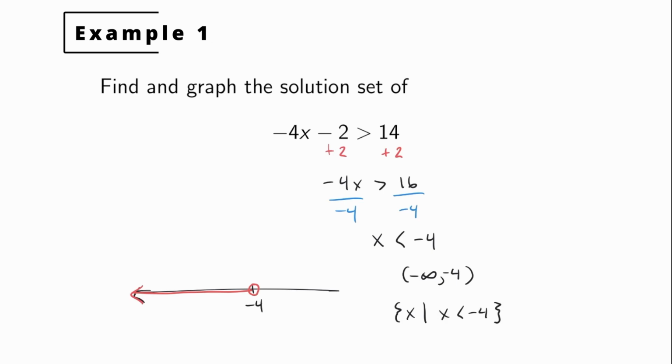And set builder notation is the easiest. Once you've found the solution, when you're done, you just write x such that, and then you just put whatever the end inequality was. And that's it.